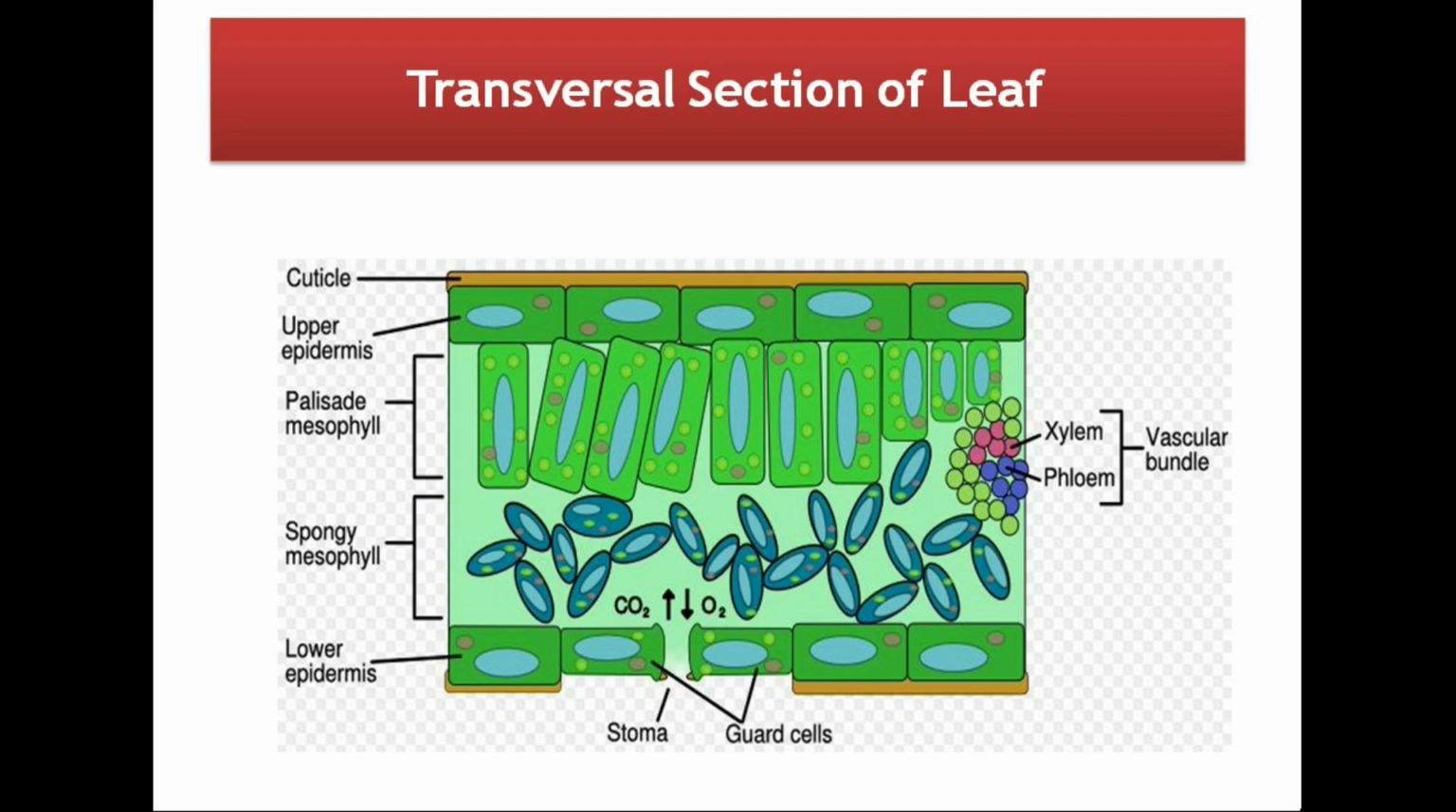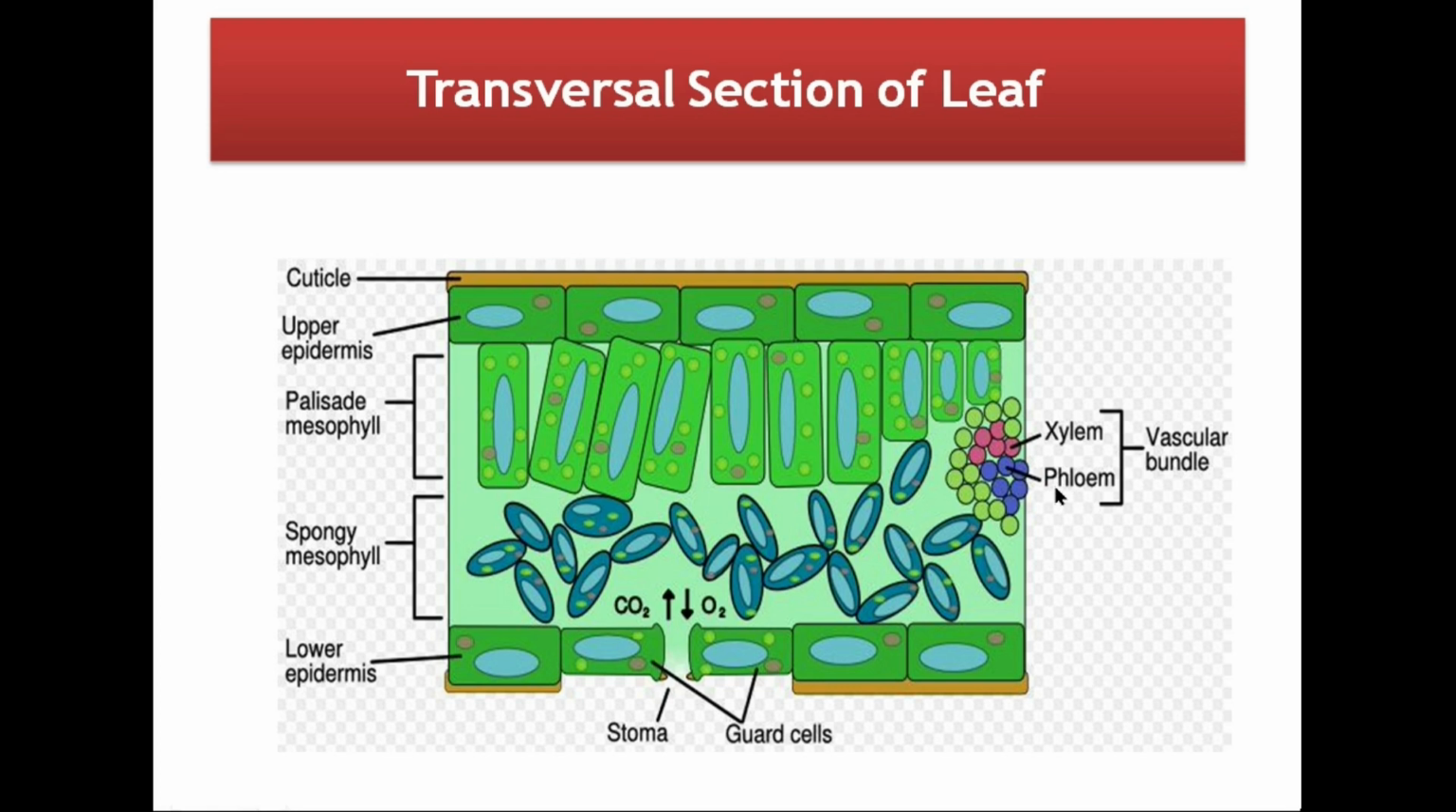In the center of the leaf, a midvein is present. It contains xylem towards the upper epidermis and phloem towards the lower epidermis. Already we know that the xylem is meant for transporting water and minerals from the root to all other parts of the plant, whereas phloem transports the food material from the leaf to the other parts of the plant.